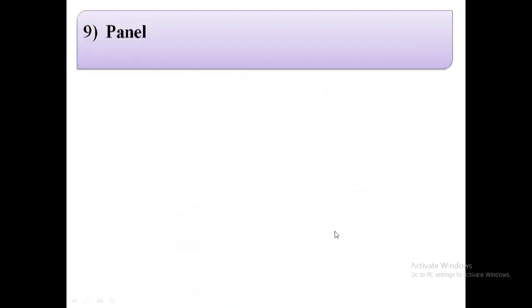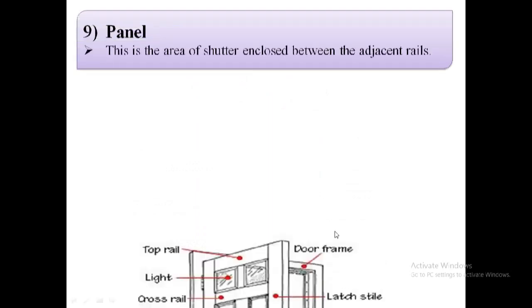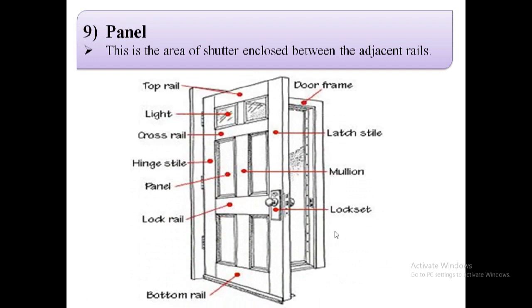Ninth technical term is panel. Panel is the area of shutter enclosed between the adjacent rails. So here you can see this is the panel, this is also one panel, this is also one panel. So the panel is the area of this shutter which is enclosed between adjacent rails like these cross rails and lock rails.